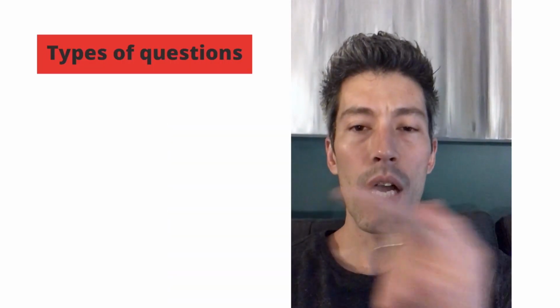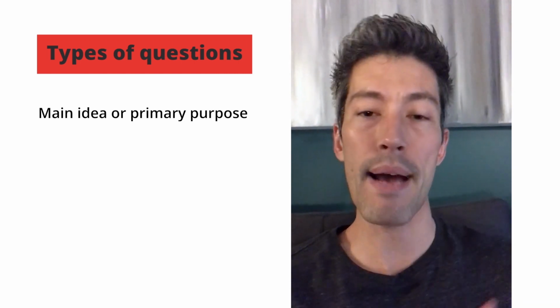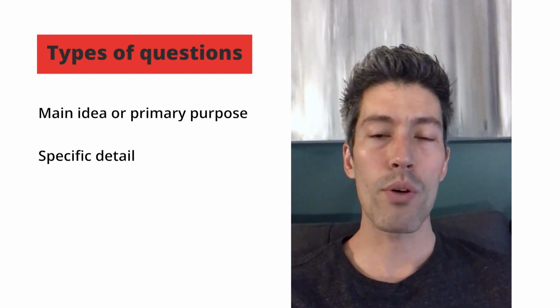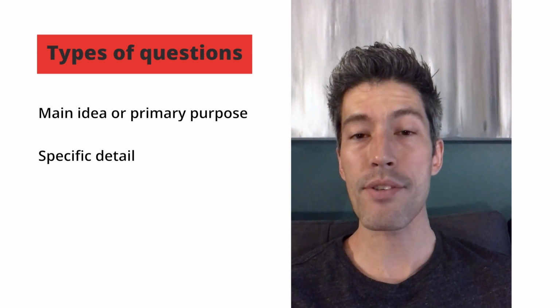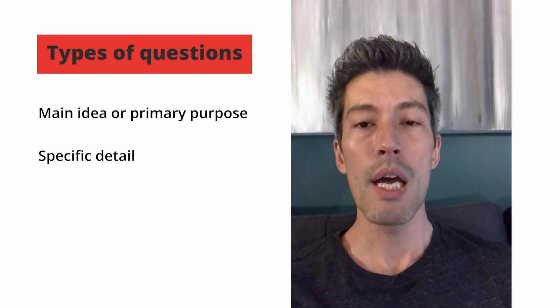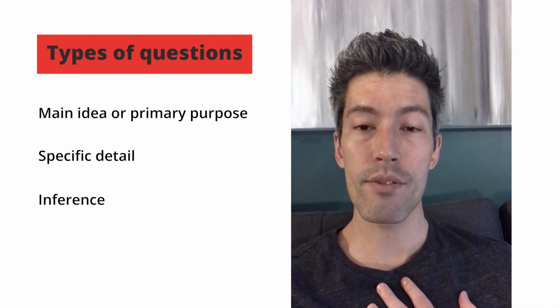What traps are the GMAT writers likely to put in some of the wrong answers? On one hand, we've got main idea or primary purpose questions, which ask what the passage is about overall. We've got specific detail questions. Those typically look like "according to the passage, which of the following is true," or "the author states which of the following." And then we have inference questions. So we want to know how to tackle each of these three question types.